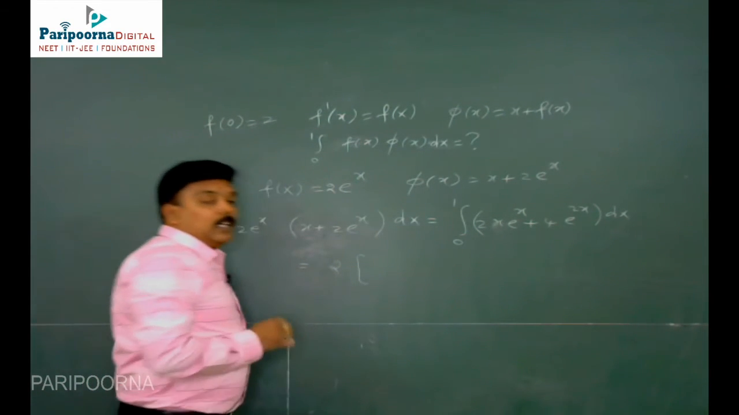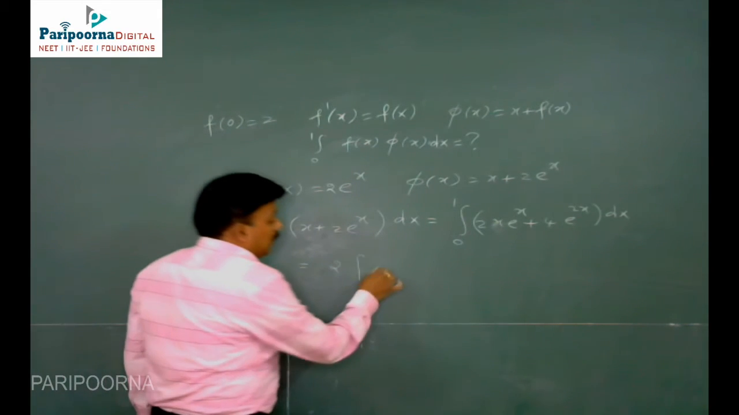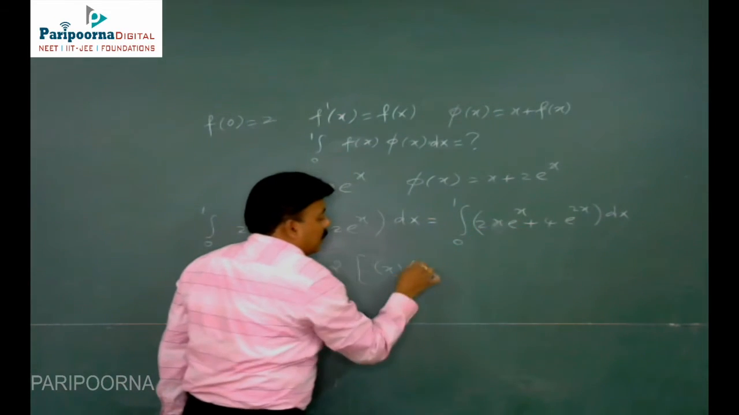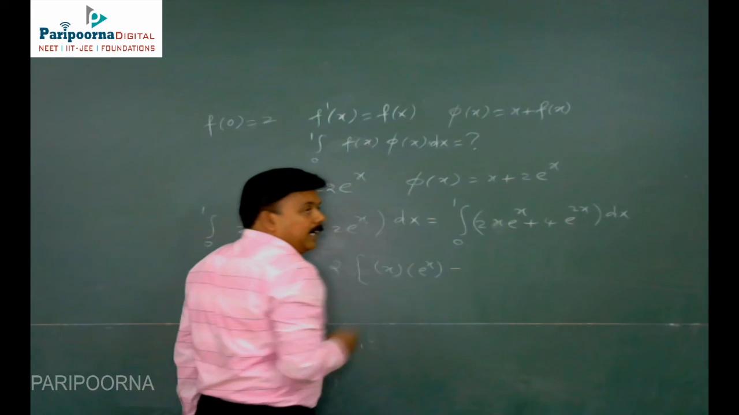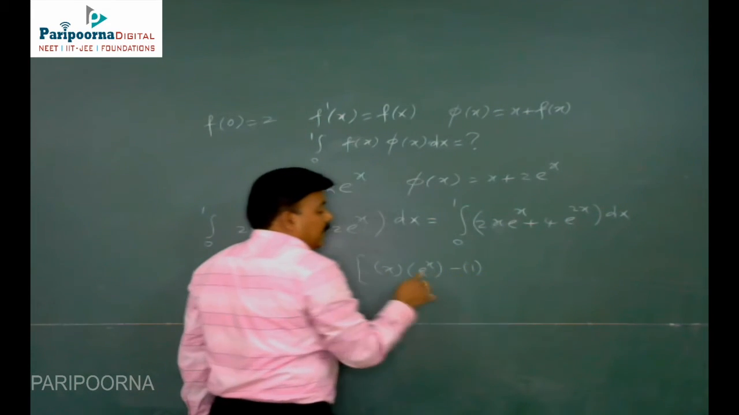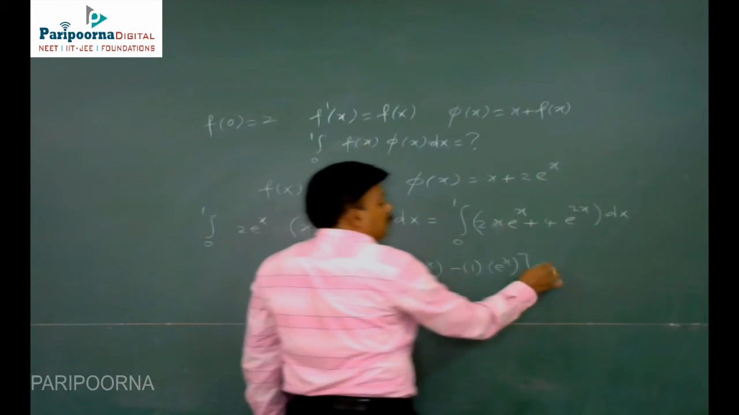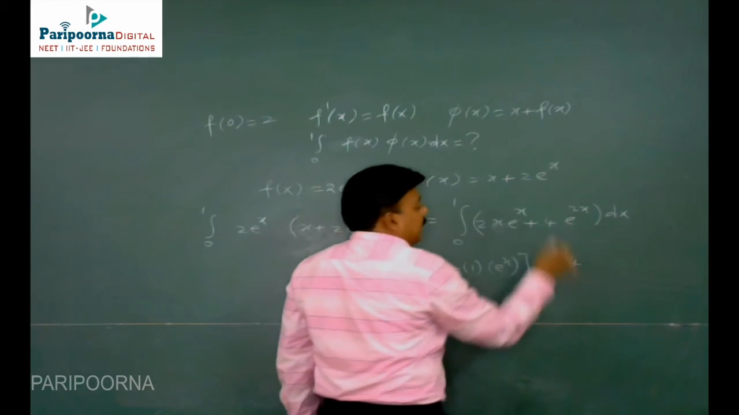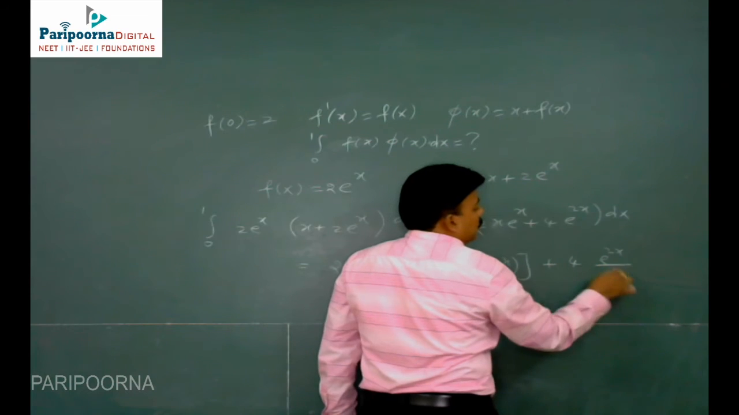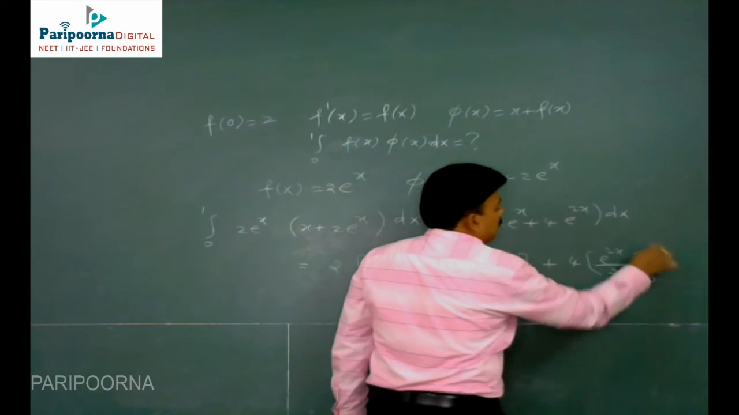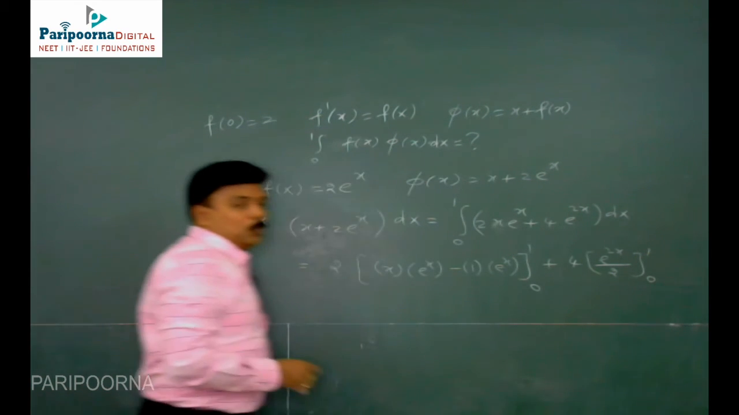What is that? Bernoulli formula. So keep x, integration of e power x is e power x, minus differentiate x, integration of e power x is e power x. That's all. Then plus 4 into integration of e power 2x, which is e power 2x by 2. So limit 0 to 1, here also limit 0 to 1.